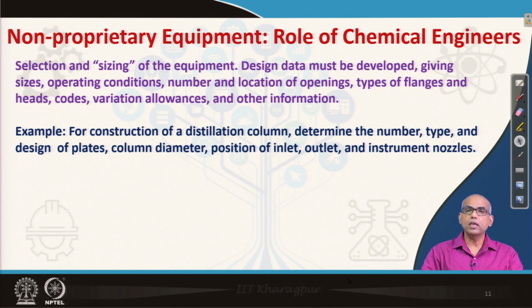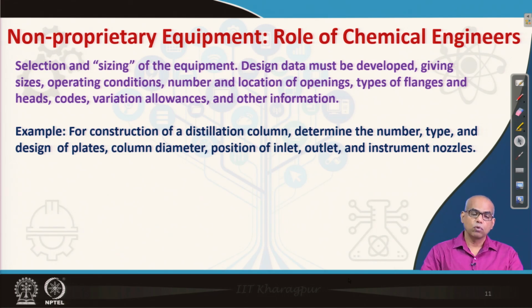For non-proprietary equipment, the role of chemical engineers will be selection and sizing of the equipment. You have to develop detailed design data giving sizes, operating conditions, number and location of openings, types of flanges and heads, variation allowances and other information.